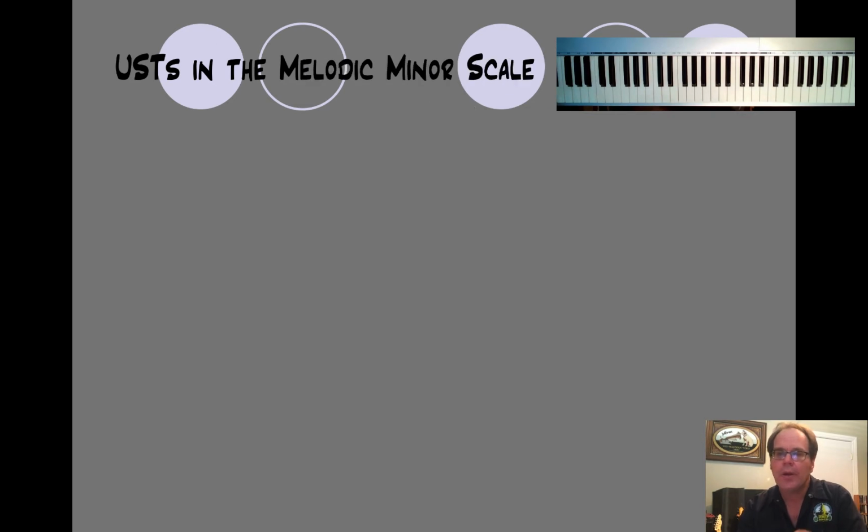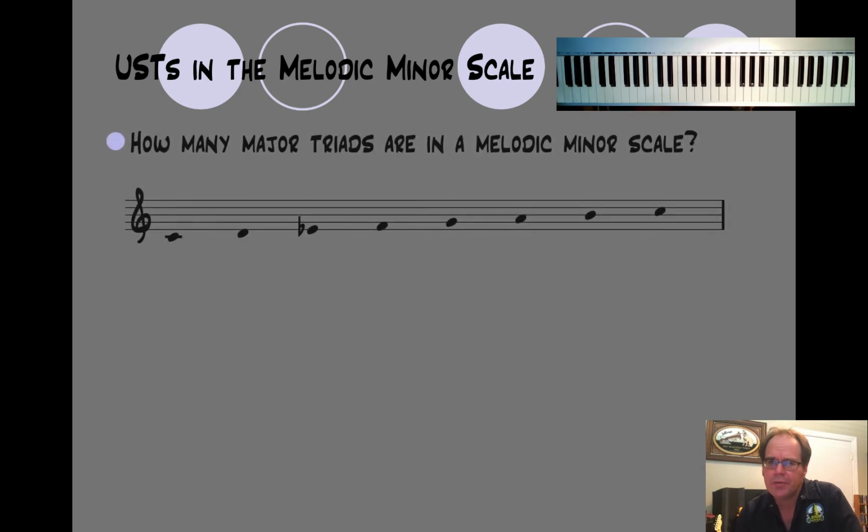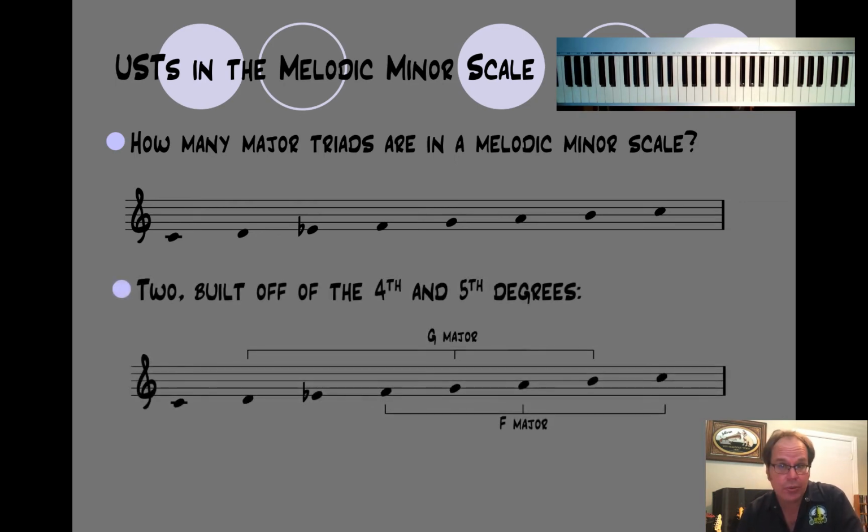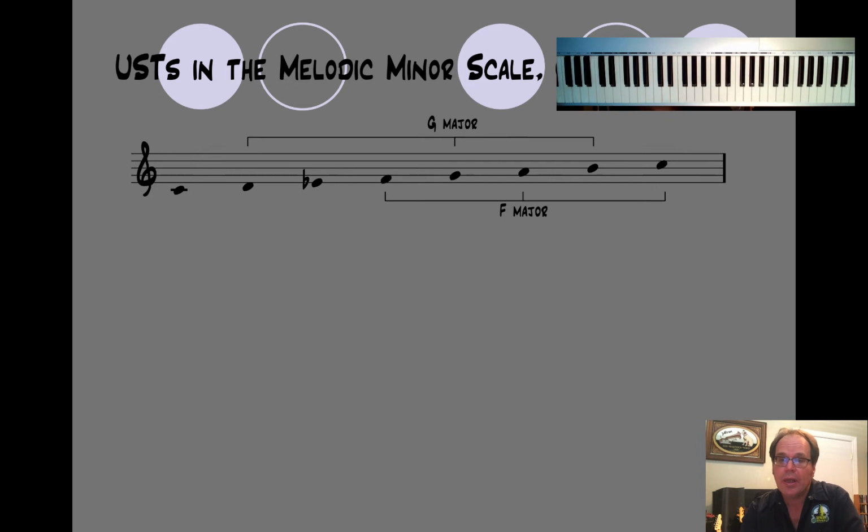All right. What about the melodic minor scale, right? Once again, pause the video for a second. How many major triads are in the melodic minor scale? There's only two this time, right? Because when we change that E to an E flat, we lost the major triad off the 1. So now we only have triads off the 4th and the 5th degrees.